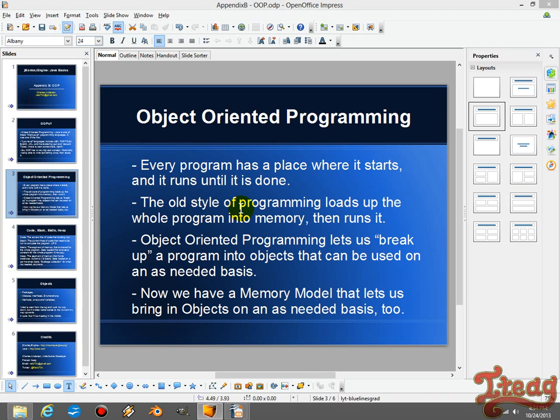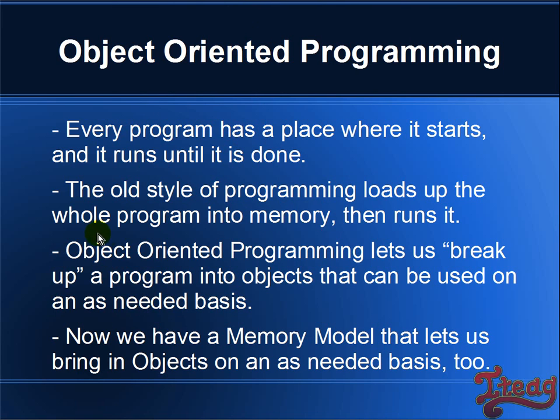However, object-oriented programming lets us break up a program into objects that can be used on an as-needed basis. So, you've got your class, got methods inside the class, and you don't need to use all of it. You just get it fired up, and the compiler pulls in what's needed from the Java runtime environment.